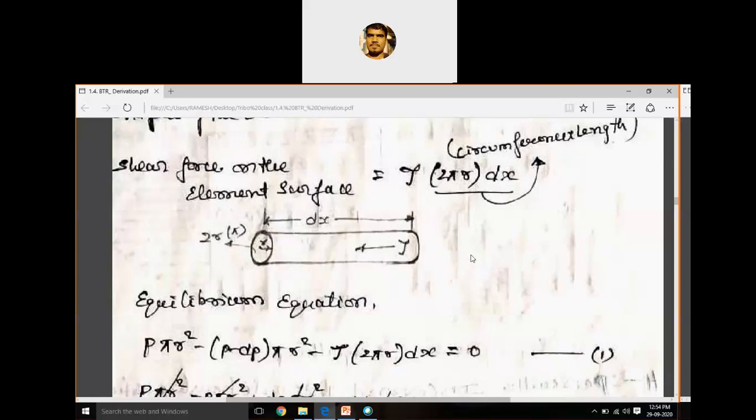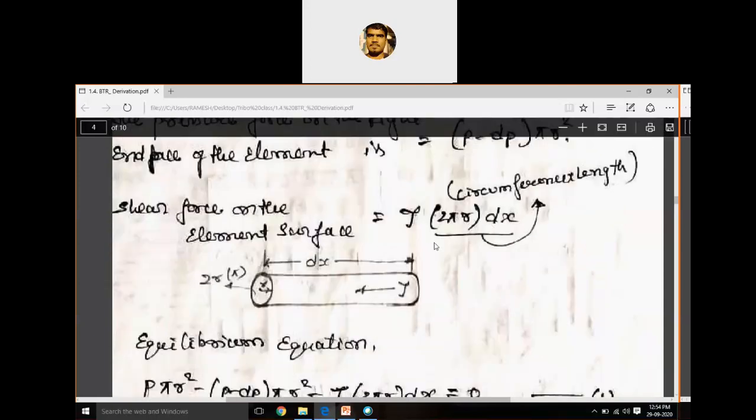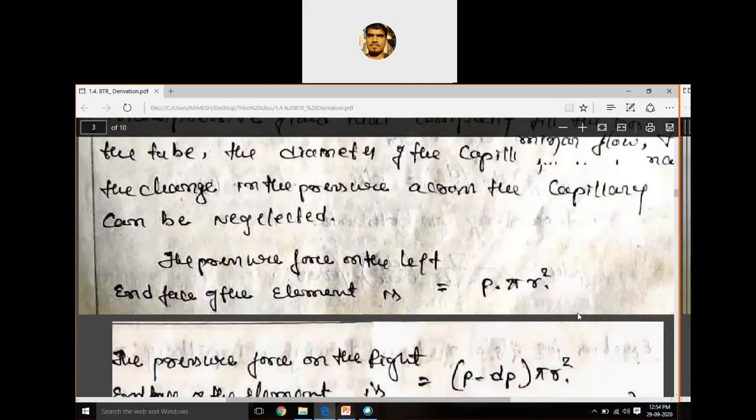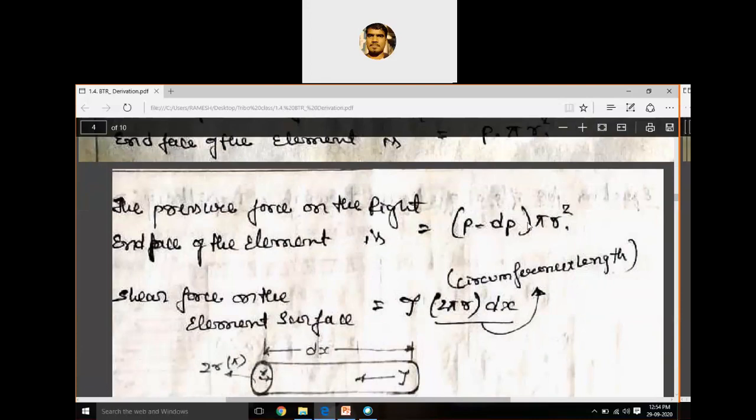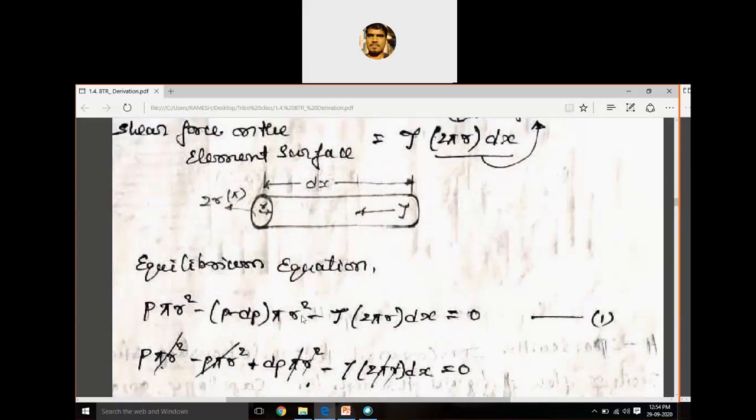We already know that it is in equilibrium, so we have to equate all the values according to their directions. Here the pressure force P pi r square is positive, towards the right side. The other pressure force is negative because it is on the left side, and the shear force is also negative. Equating to 0: P pi r square minus (P minus dP) pi r square minus tau 2 pi r dx equals 0, the equilibrium equation.